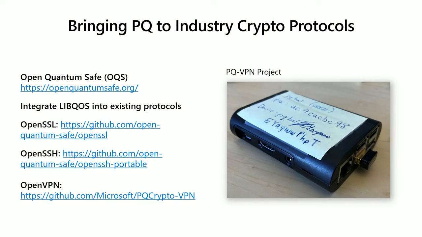And then the quantum team has been working with a consortium, the Open Quantum Safe Project, to make quantum-safe algorithms available early so we can start testing them, like integrating them with things like OpenSSL and OpenSSH. And they've even set up this PQ VPN project, which is a VPN gateway with post-quantum cryptographic algorithms on it.